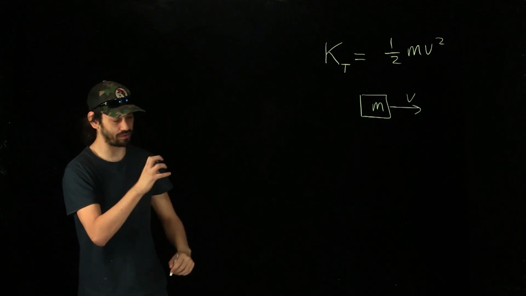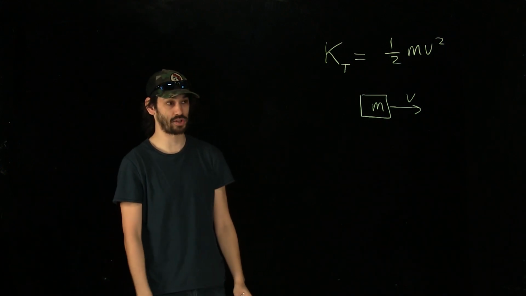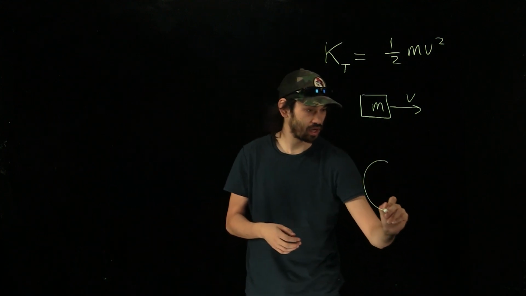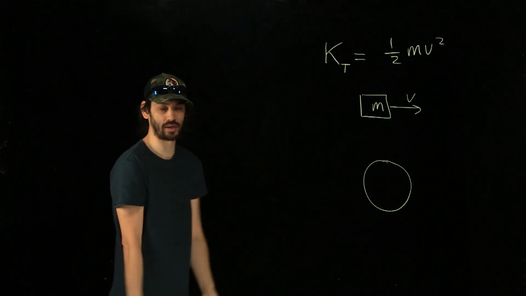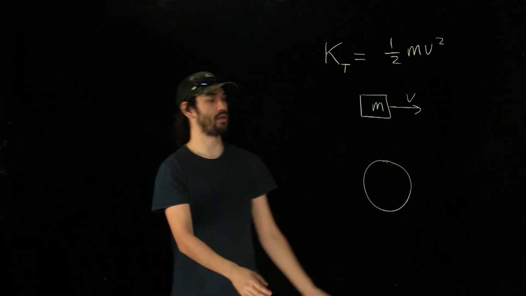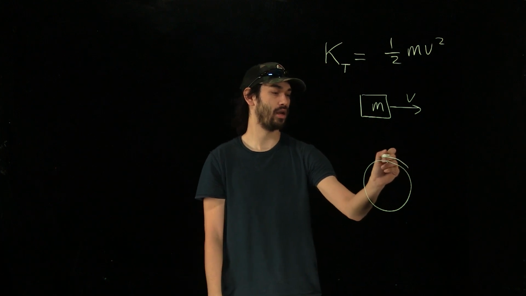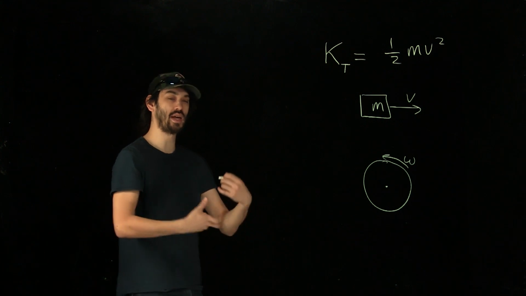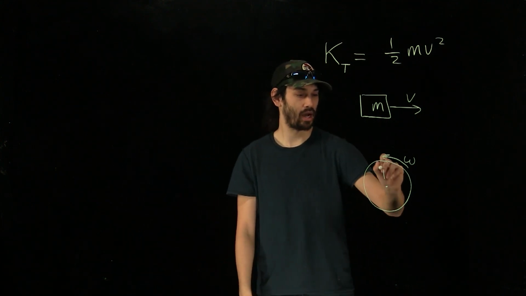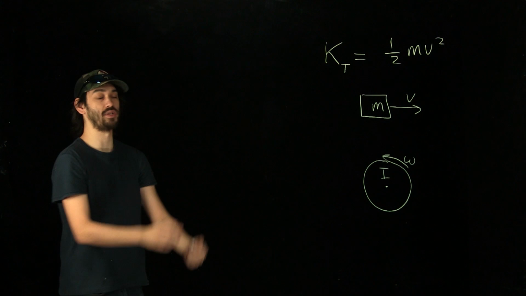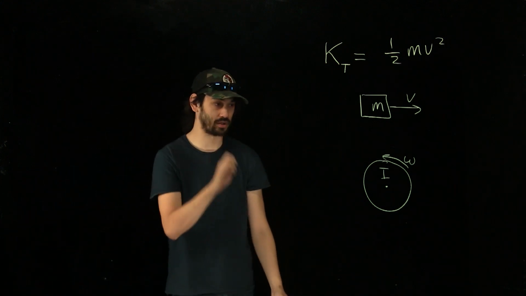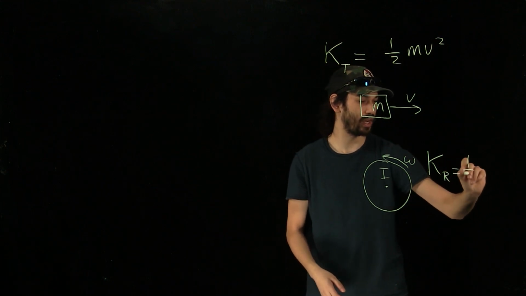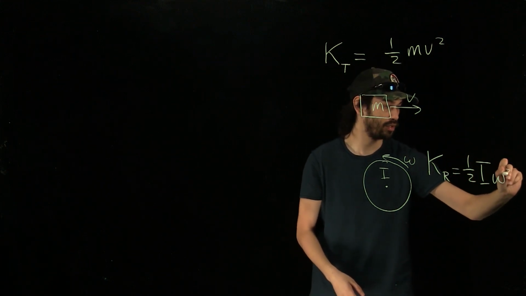So this leads us to believe that there might be another form of kinetic energy, and that's what's called the rotational kinetic energy. So imagine we had some circular object like this that is allowed to rotate. And this is going to rotate about its center with some angular velocity omega, and it has some moment of inertia given by I. What we would say for this object is that it has some rotational kinetic energy, such that K sub r is equal to 1/2 I omega squared.